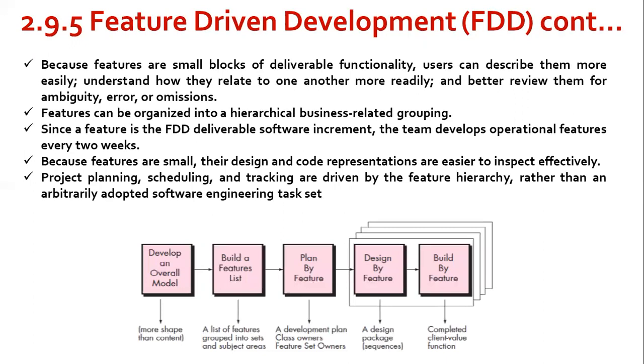Here, FDD provides greater emphasis on project management guidelines and techniques than many other agile methods do. FDD defines six milestones during the design and implementation of the feature. They are design walkthrough, design, design inspection, code, code inspection, and promote to build.